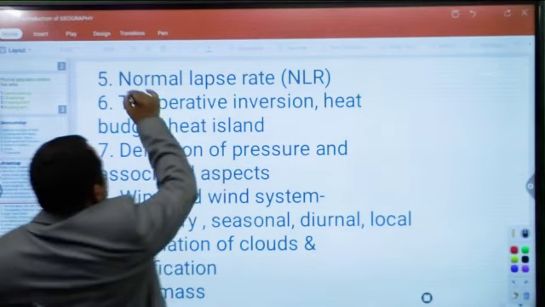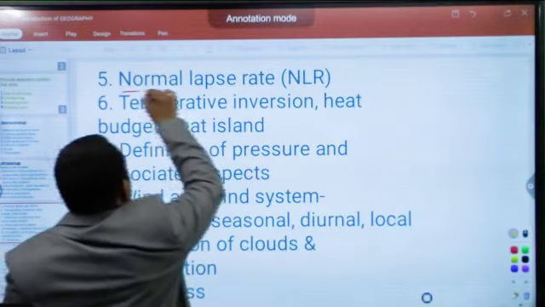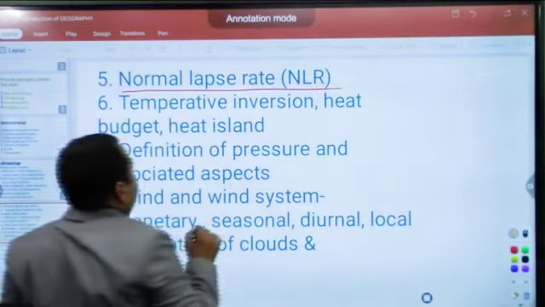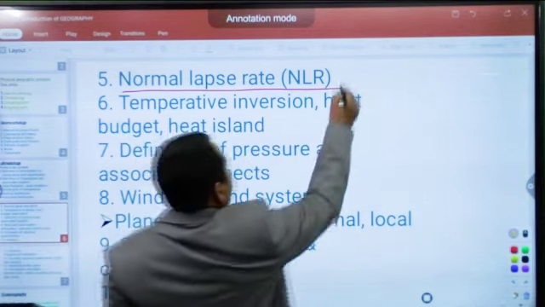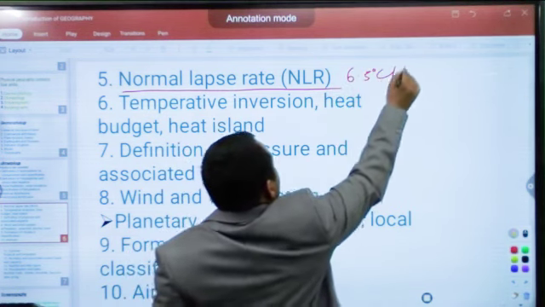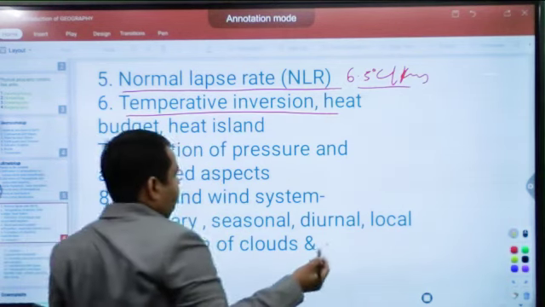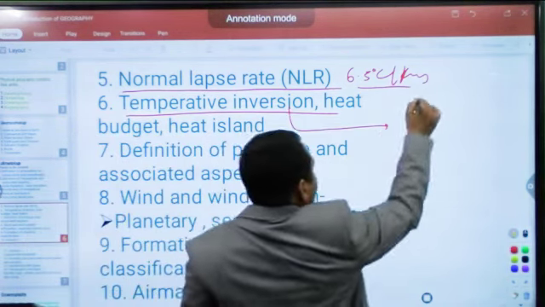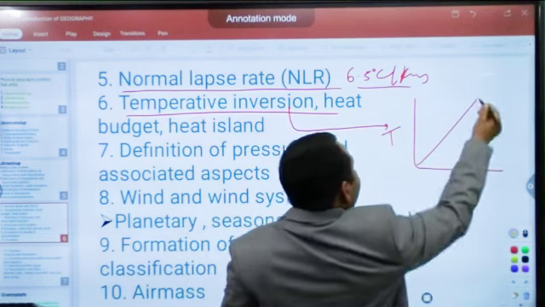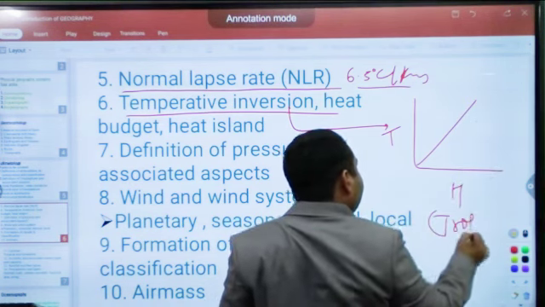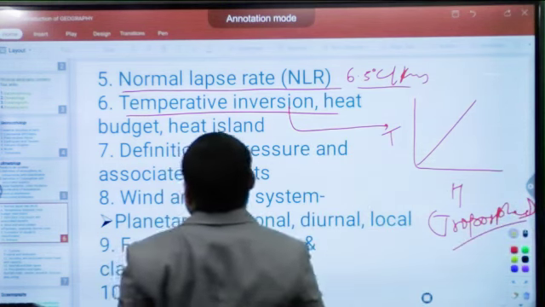Next topic is the normal lapse rate. What is this? Reducing temperature in troposphere with increasing height is called normal lapse rate. It is 6.5 degrees Celsius per kilometer. What is temperature inversion? If temperature increases with height in the troposphere because of various factors, then it is called temperature inversion.